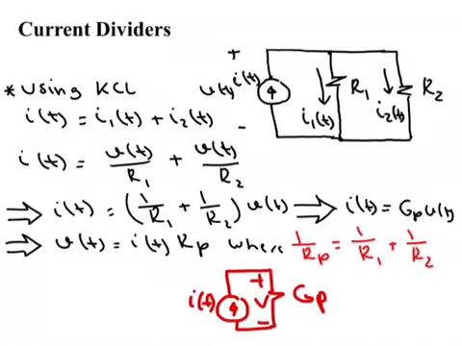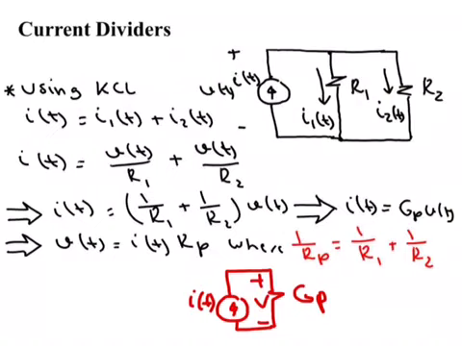Or we can reorganize it, we can take the inverse of that, we can write the voltage as I multiplying the parallel resistance, the equivalent parallel resistance, which is given by this expression. It's exactly derived from here. Okay, and this is a very important result we use very often in electrical engineering.